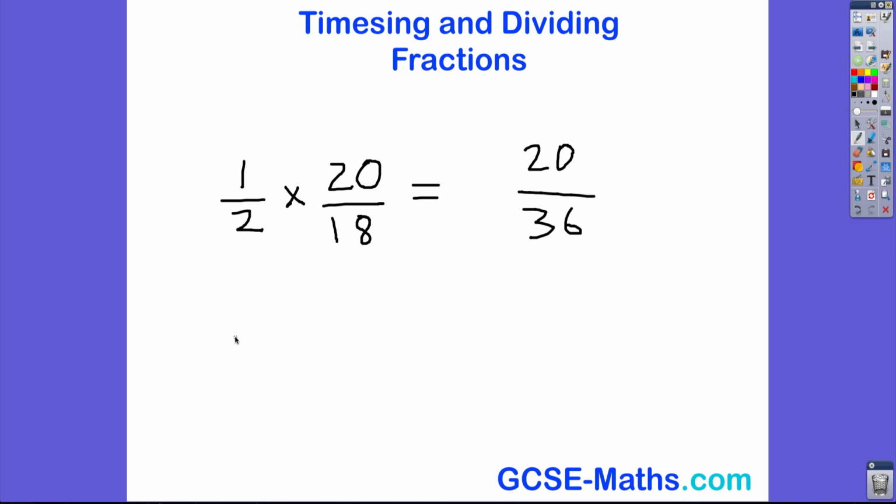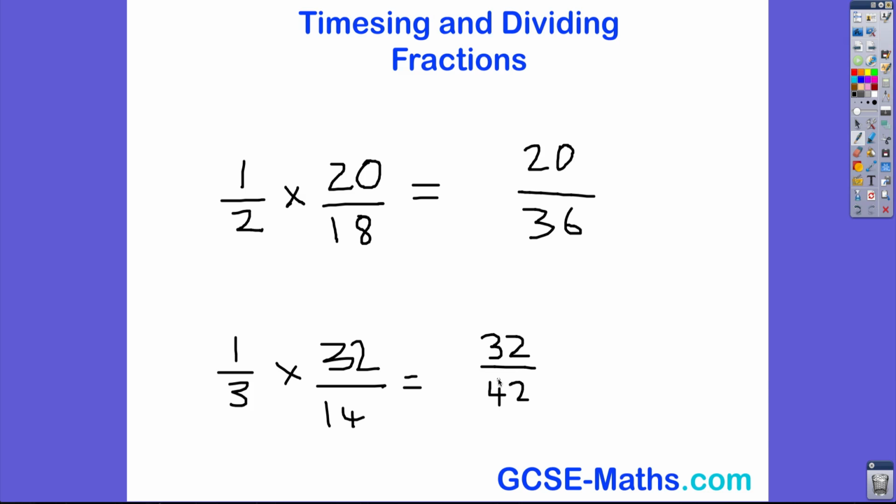So I'm going to give you an example down here just to see if you can do it. Pause the video and tell me what you think it is. I'm just writing down some random stuff and I'll tell you what the answer is here. So the answer to this one is going to be 1 times 32, which is 32, and 3 times 14, which is 42. So that's the answer for the second one. So that is simply just timesing fractions, which I'm sure you can all do.